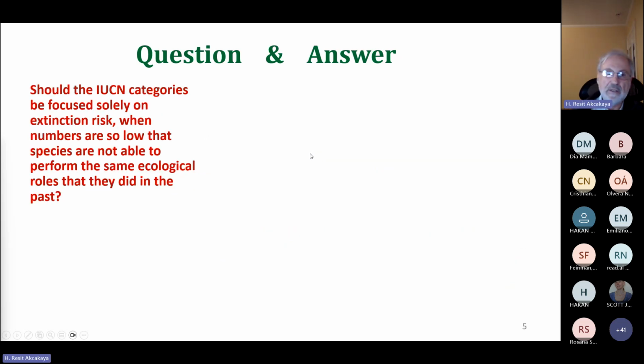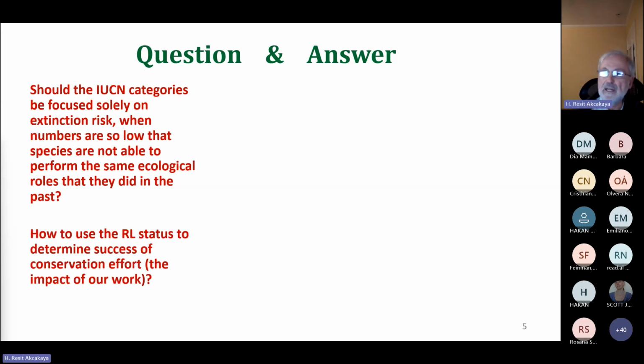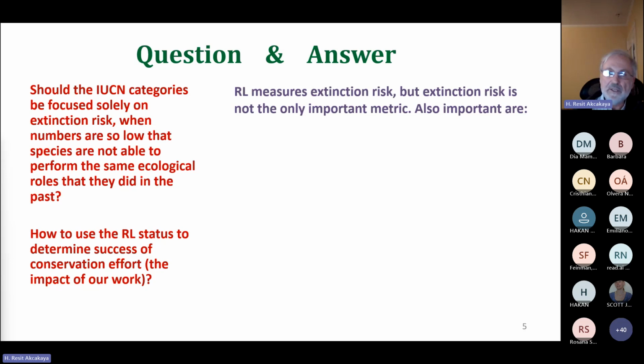Okay, continuing with this theme, another question that came again for this round was, should the IUCN categories be focused solely on extinction risk when numbers are so low that species are not able to perform the same ecological roles that they did in the past? Well, interesting question. Another was how to use the Red List status to determine success of conservation efforts, the impact of our work. Again, my answer is that Red List does not do any of these things. It does not measure ecological roles. It doesn't measure conservation effort. It only measures extinction risk.